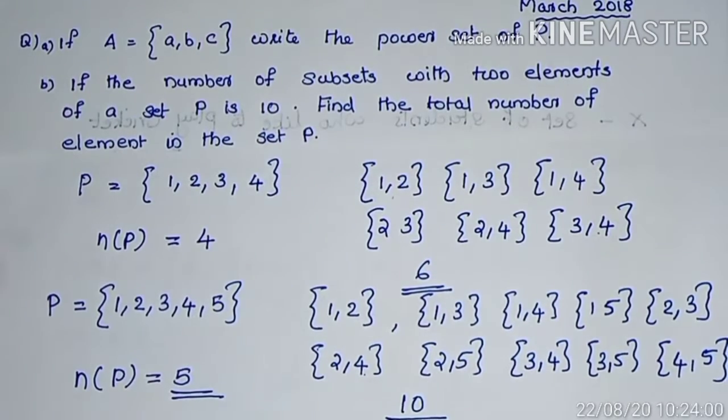So we got the answer. The total number of elements of the set P is 5. Then the subsets with 2 elements of the set P is also 10. So our answer is 5. Clear?